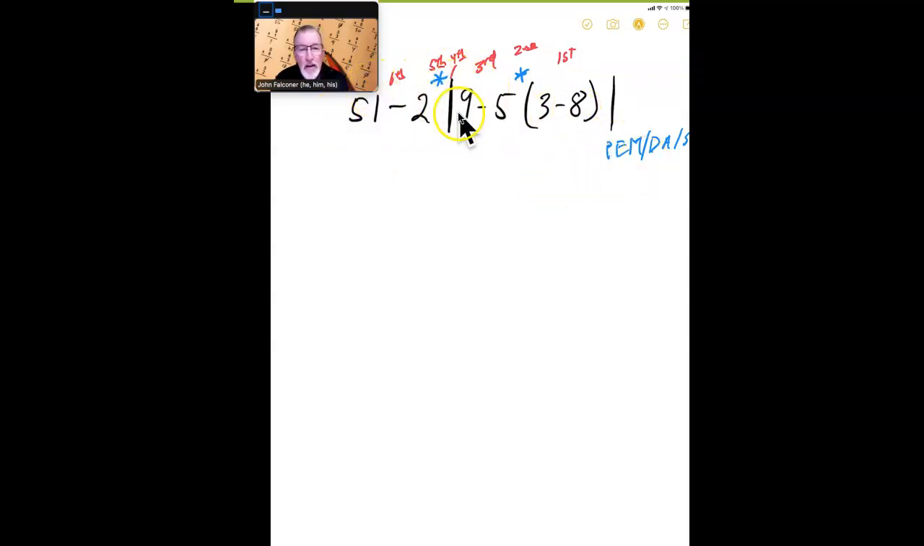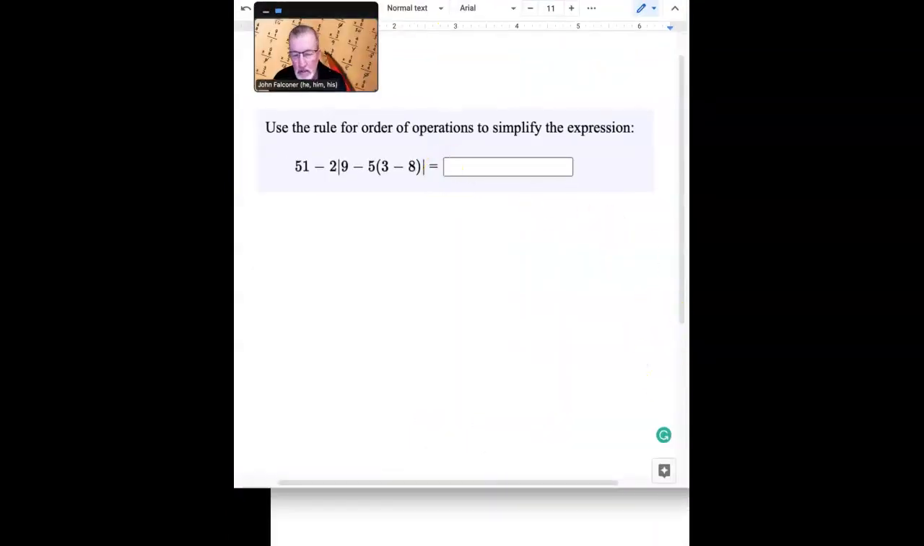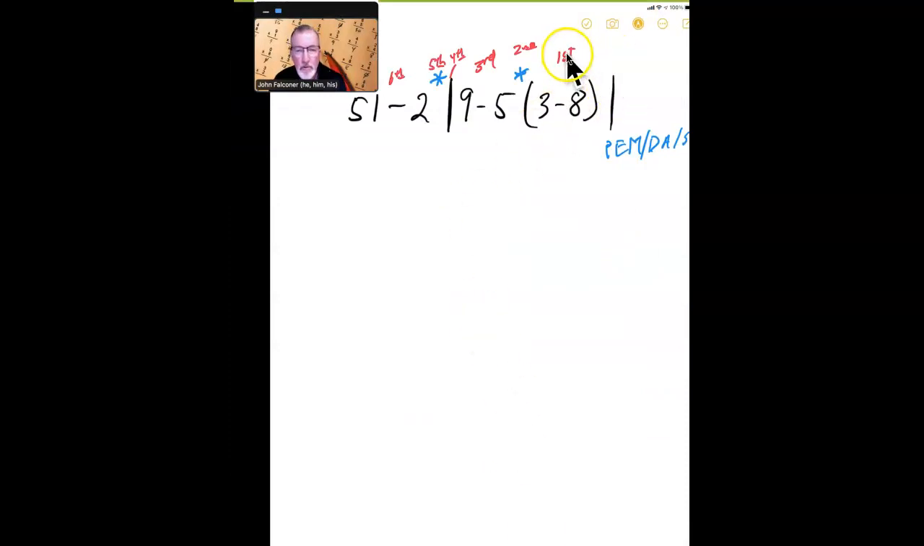Traditionally, it might be 5 steps because removal of the absolute value brackets isn't always considered a separate step, but I think it will be useful. So let's go through that and let's work through this and see what we get.